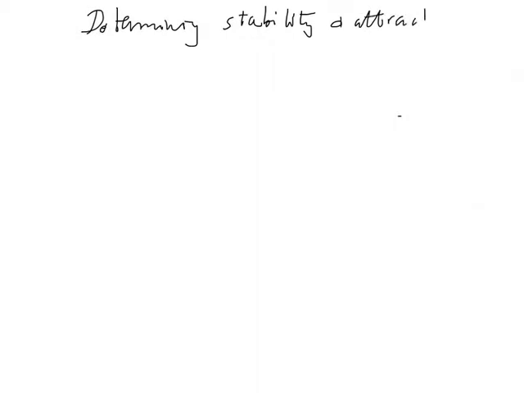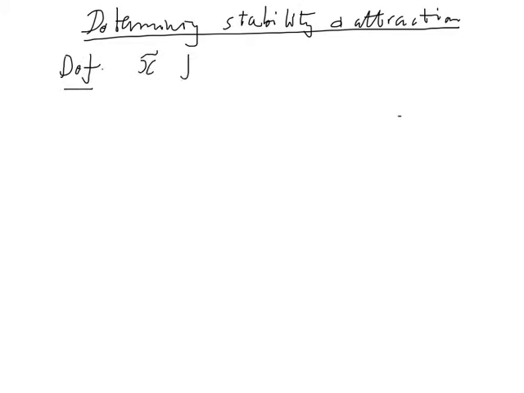This last segment will be on determining stability and attraction for a given fixed point. What is of interest really is not so much determining stability, but actually determining instability. So it's determining attraction and instability. So let's give again a simple definition. Remember, we're talking about a fixed point of a dynamical system. So x tilde is a fixed point.